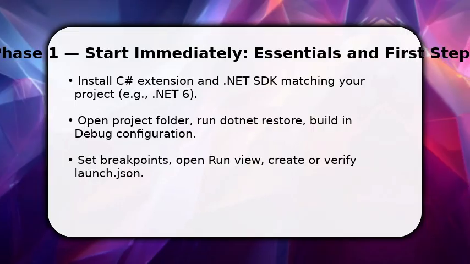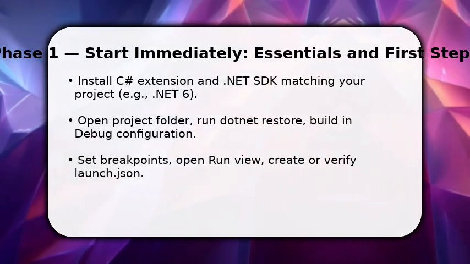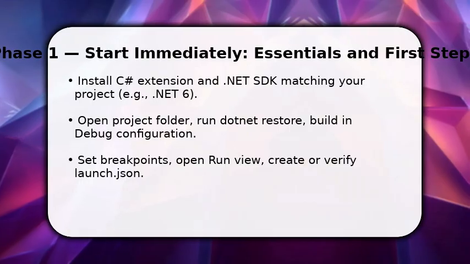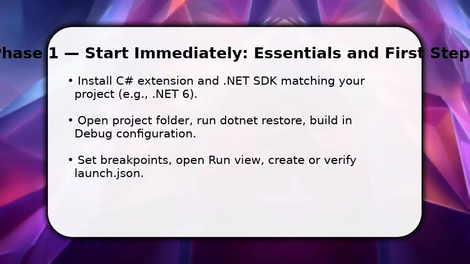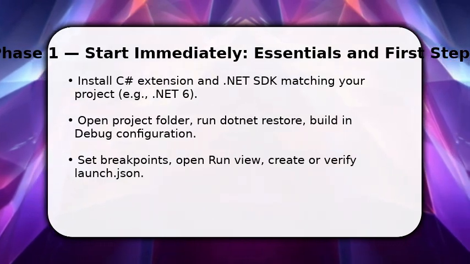Next, set targeted breakpoints in the methods you want to inspect. Then open the Run view and accept or create a launch.json using the C# .NET template. This maps how VS Code launches or attaches. These steps get you into the debugger quickly and reliably.